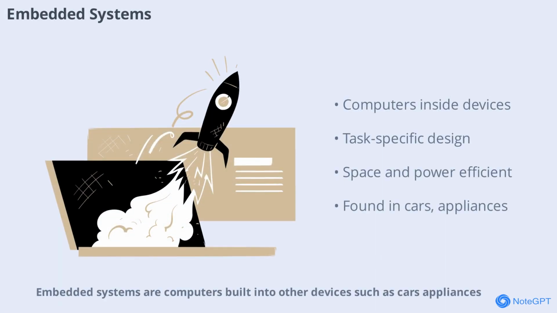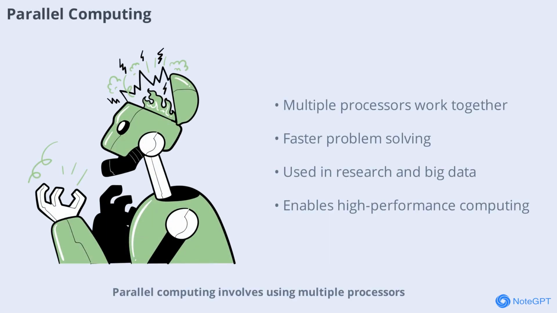Embedded systems are computers built into other devices such as cars, appliances, and industrial machines. These systems are designed for specific tasks and often use simplified architectures to save space and power. Embedded systems are everywhere, quietly powering the technology we rely on every day. Parallel computing involves using multiple processors or computers to solve problems faster. By dividing tasks among several processing units, systems can handle larger workloads and complete jobs more quickly.